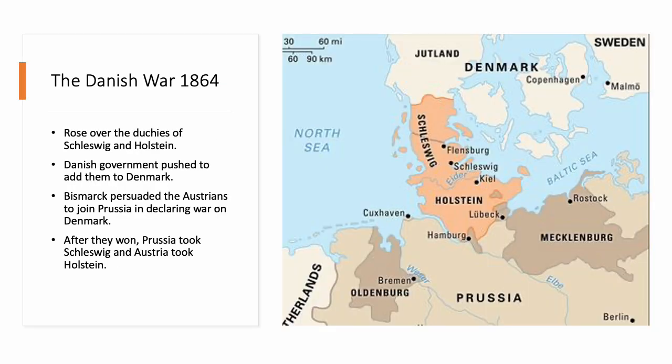Otto von Bismarck is going to take part in a series of 3 different wars to help add land to Prussia to create Germany. Each of these wars, he provokes other countries into going into these wars. So one of the first wars is the Danish War in 1864. And this war is going to come about because there are 2 different provinces or duchies that he is trying to add to Prussia. And this is Schleswig and Holstein.